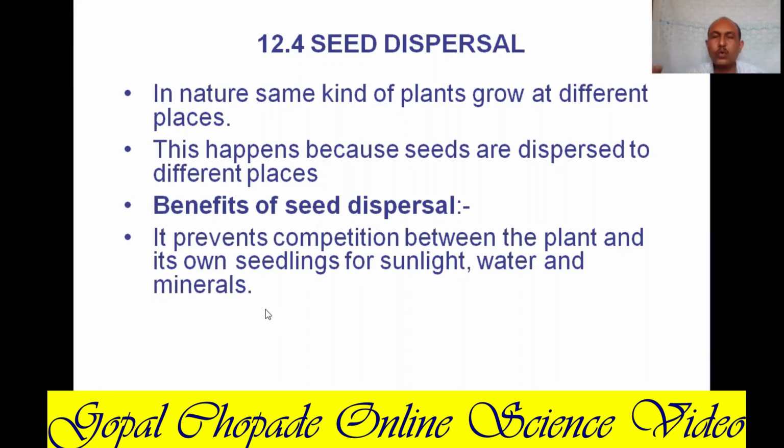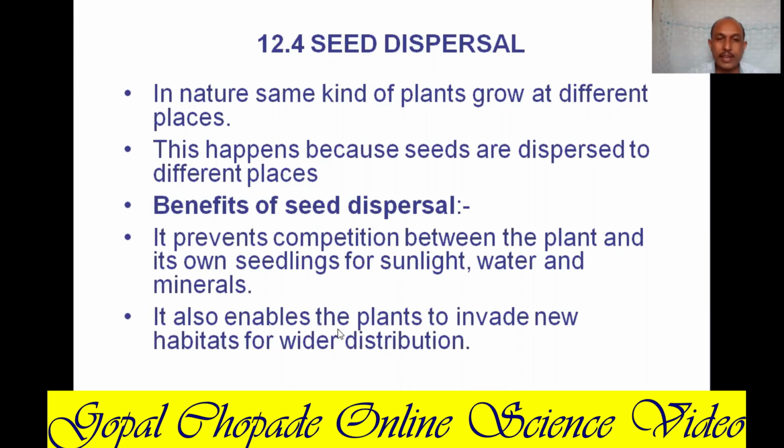So therefore growth will not take place. So they will spread all over the direction. So it also enables the plant to invade a new habitat or wider distribution. So they will spread their species in different areas. So these are the two benefits of seed dispersal.